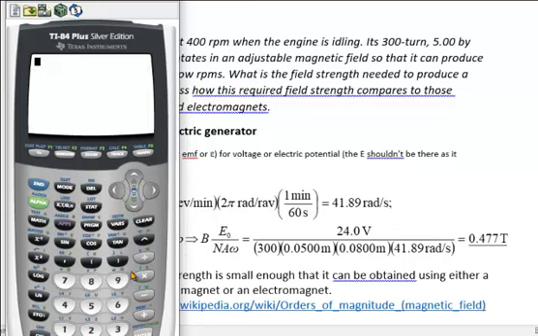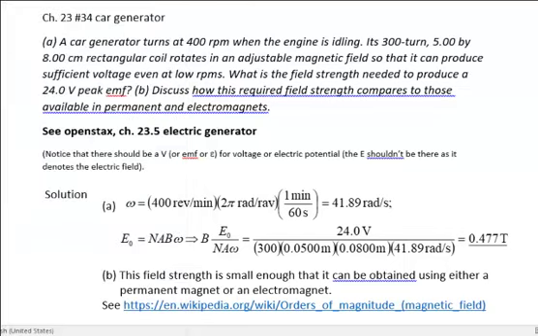So let's see. The 24.0, that's the numerator, divided by, open the denominator, 300 times 0.05 times 0.08. Of course, I could type those zeros, but the calculator doesn't care. Then I multiply by the angular velocity I just had in the denominator, close my parentheses, hit enter, and there, of course, is the 0.477 tesla that it lists as the result.